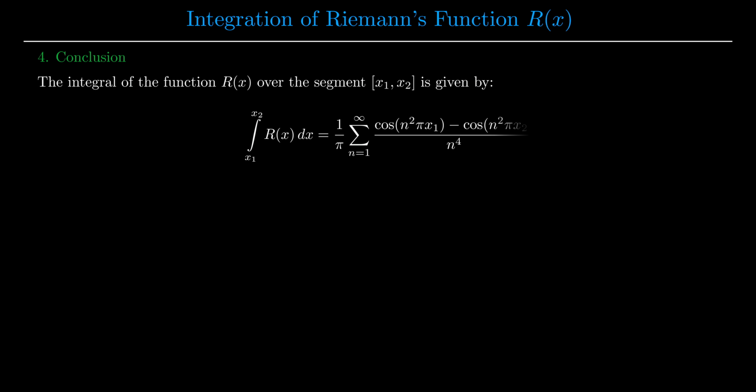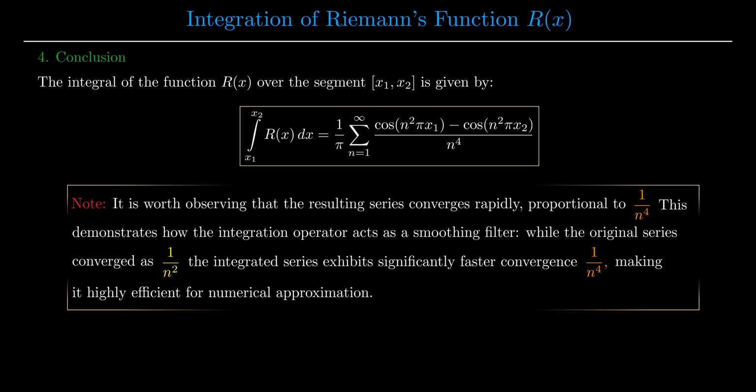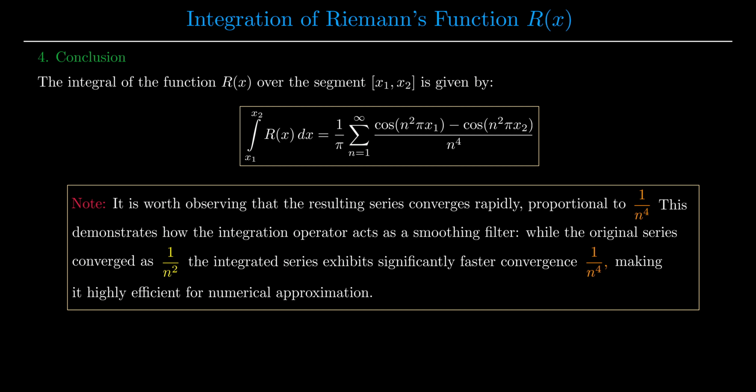In conclusion, the integral of the function r of x over the segment x1 to x2 is given by this expression. Note, it is worth observing that the resulting series converges rapidly, proportional to 1 over n to the power of 4. This demonstrates how the integration operator acts as a smoothing filter. While the original series converged as 1 over n squared, the integrated series exhibits significantly faster convergence, making it highly efficient for numerical approximation.